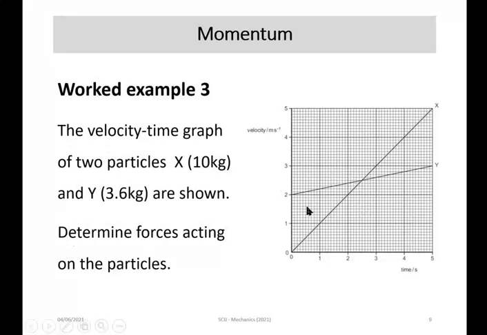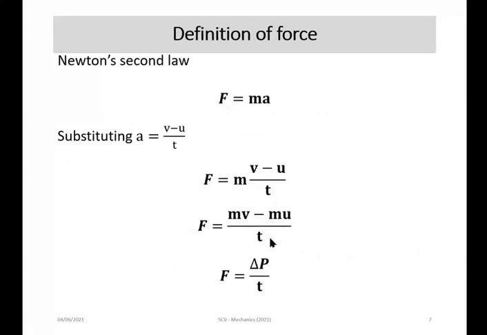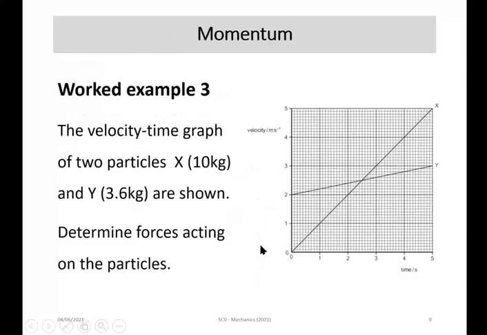We have the same velocity-time graph, and we are supposed to determine the forces acting on the particles using the definition: change in momentum with time. So we need to identify some final velocity multiplied by the mass and the initial velocity multiplied by the mass, and find the difference between them. Divide by the time interval.